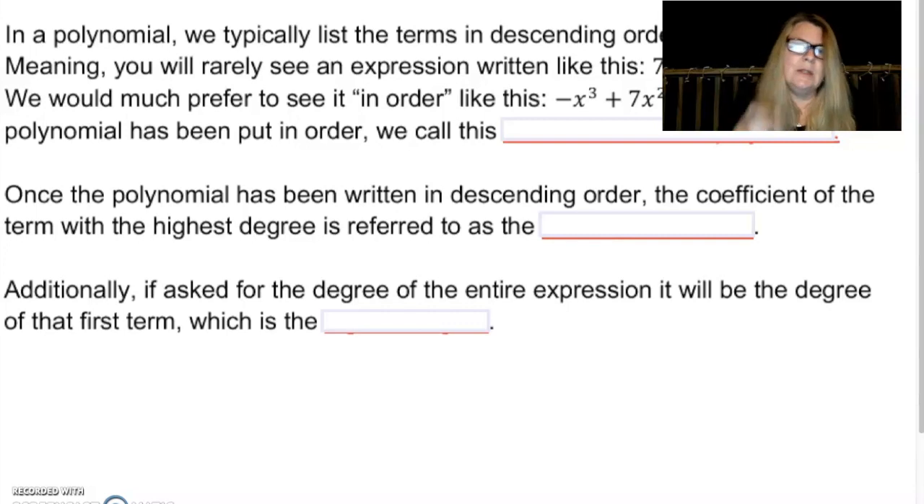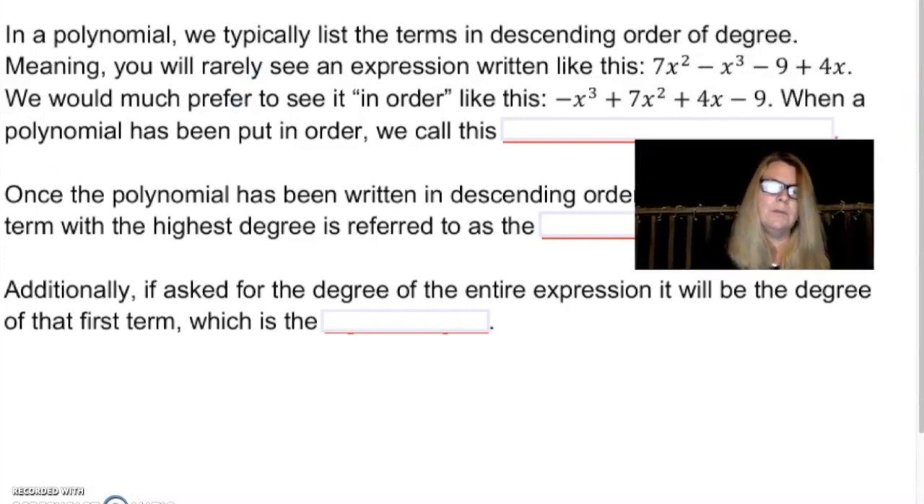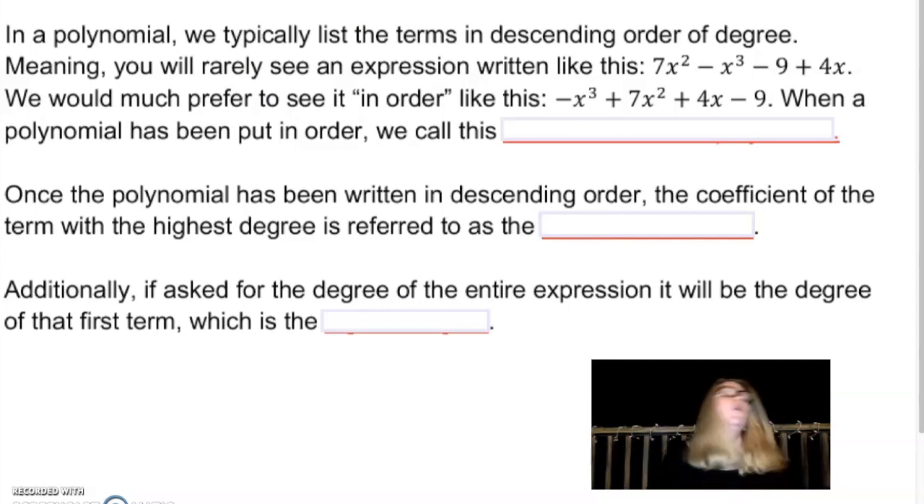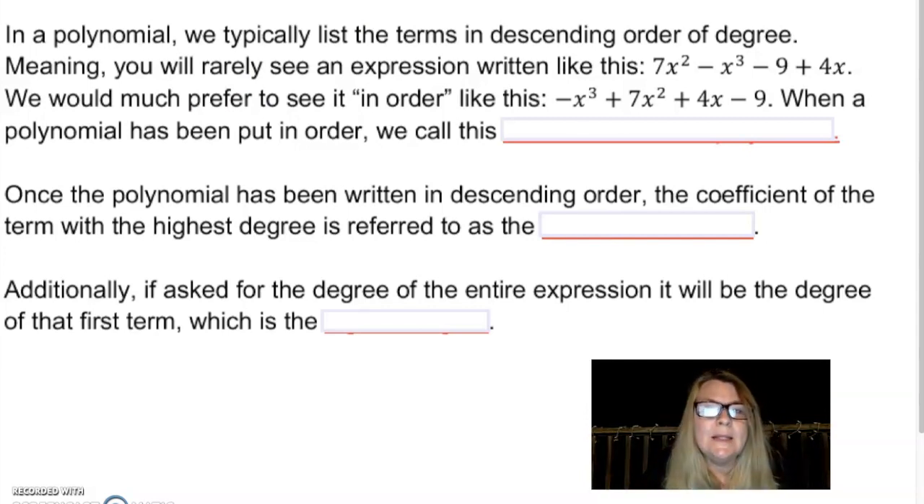In this slide, we're going to look a little bit more at some vocabulary. So here, a polynomial, when we write them, we typically list them in descending order of the degree, which means that you'll rarely see an expression that's written like this, where you have a degree of 2, then a degree of 3, a degree of 0, and a degree of 1. We want to write those in descending order. We much prefer it to be in order like this.